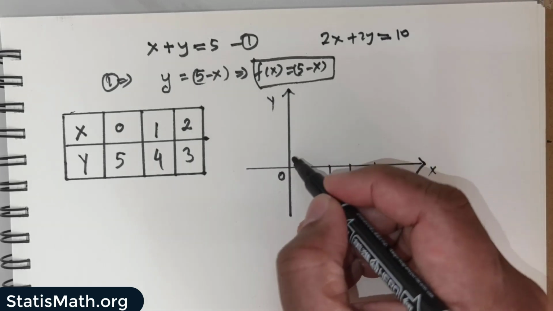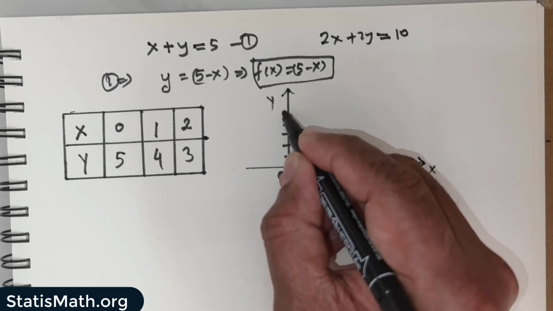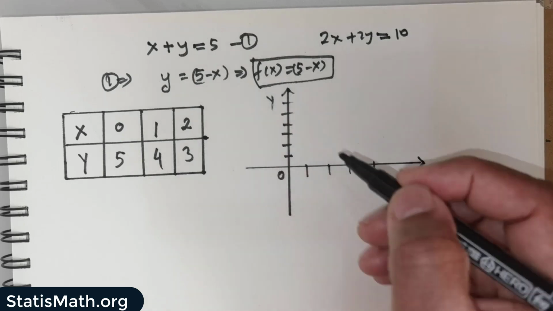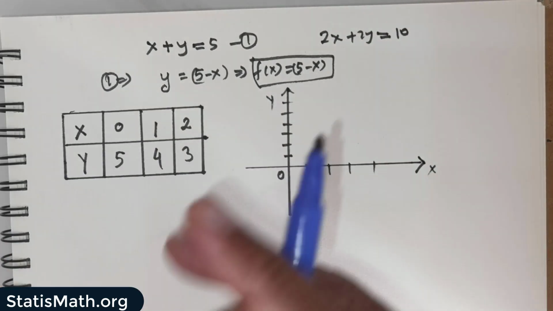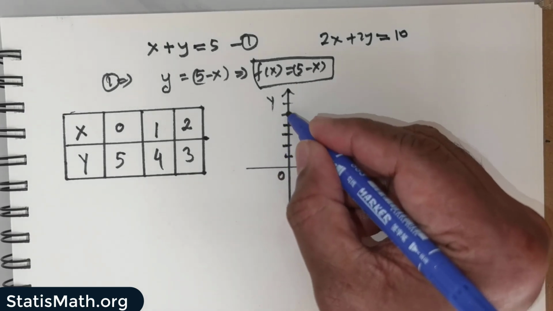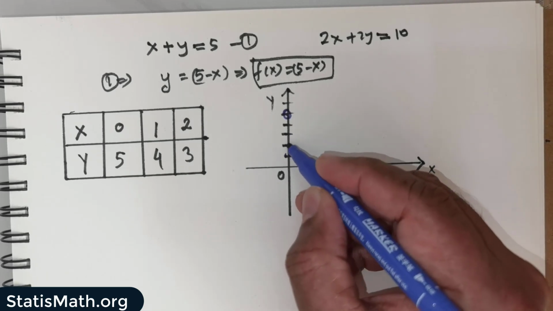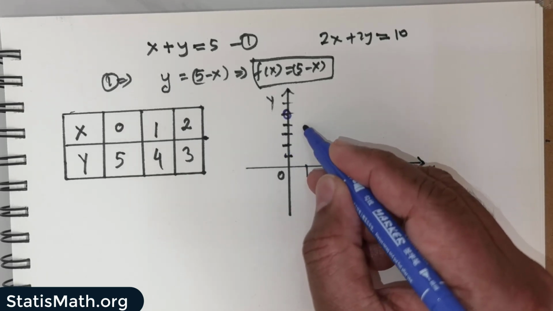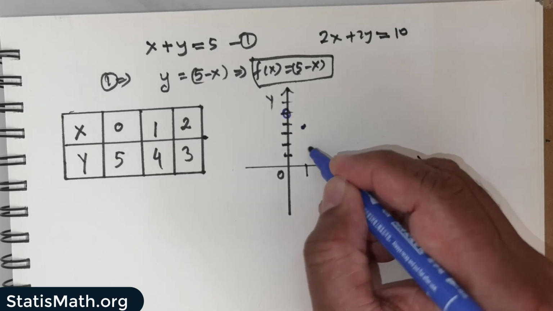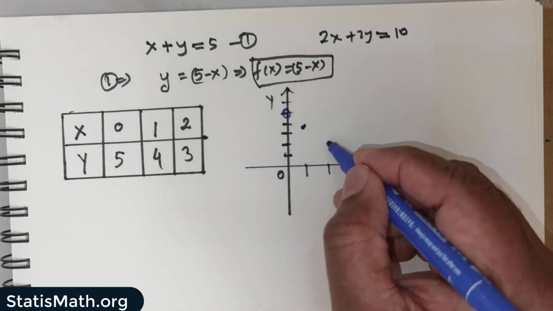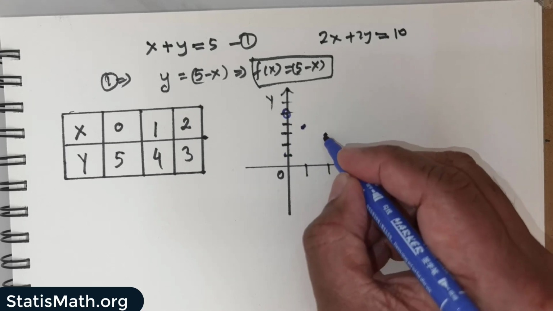Now x is 0, 1, 2, 3, 4. Y is 5, 4, and so on and so forth. When x is 0, y is 5: 1, 2, 3, 4, 5. When x is 1, y is 4: 1, 2, 3, 4. So this is the point. When x is 2, y is 3: 1, 2, 3. So this is going to be the point.